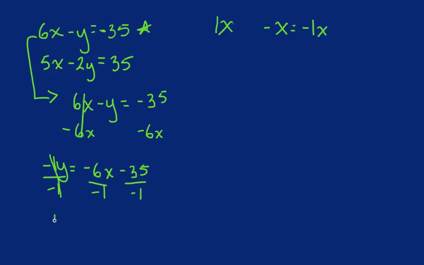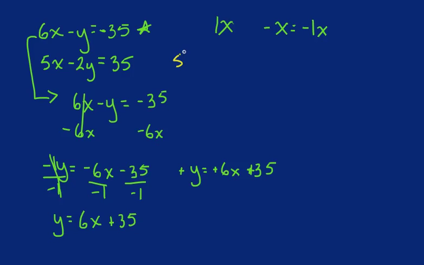Here that'll cancel out, and now you're left with just y by itself. Then negative 6x over negative 1 gives you a positive 6x, and negative 35 over negative 1 gives you a positive 35. And yes, you can also just see it as, if you have negative y is equal to negative 6x minus 35, all you have to do is change the signs, because that'll be the same exact thing. So once you have that, then you can plug it into this equation right here.